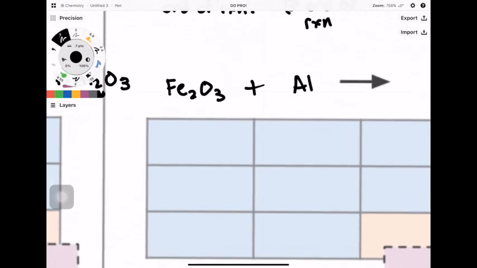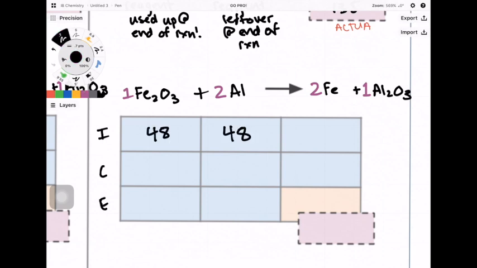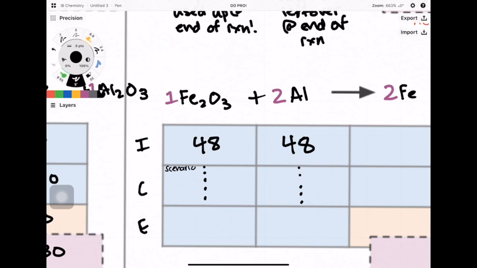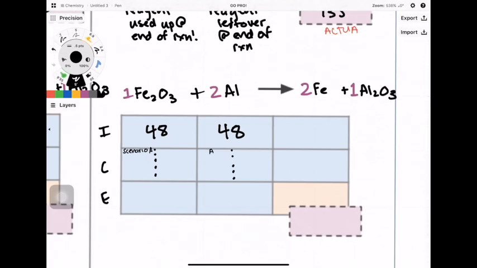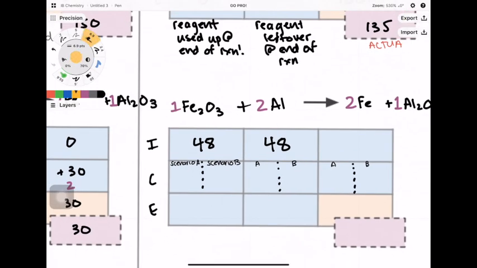So we can do that same analogy of excess and limiting reagent with actual chemical reactions. So again, back to my iron oxide plus aluminum reaction. Here initially I have 48 moles of each substance, and what I'm going to do here is I'm going to do two scenarios. I'm going to do a scenario A and a scenario B, and I'm going to calculate the change in end moles for each scenario.